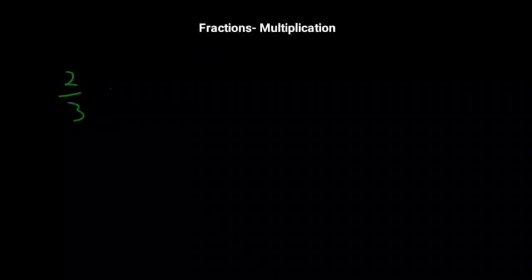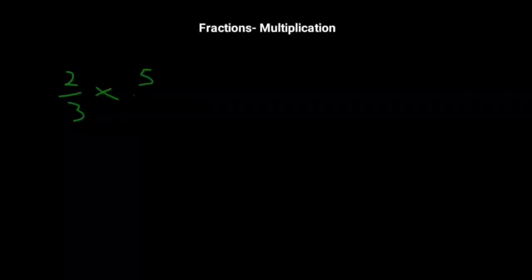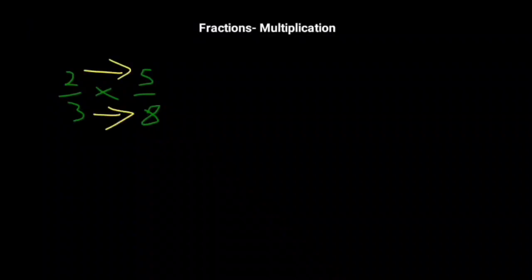We will first look at multiplying two fractions. So if we have 2/3 multiplied by 5/8, then all we need to do is multiply our numerators and multiply our denominators. In that case, we'll have 2 times 5, which gives us 10, and 3 times 8, which gives us 24. So our fraction is 10/24.